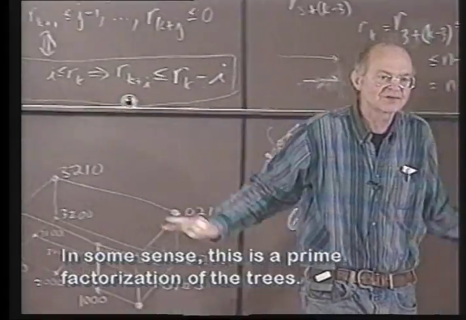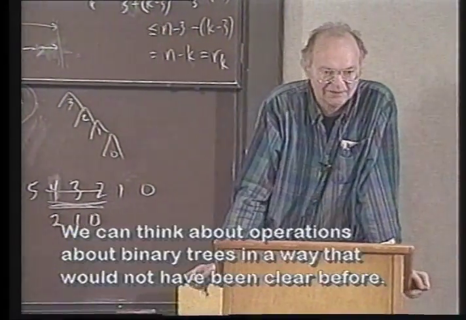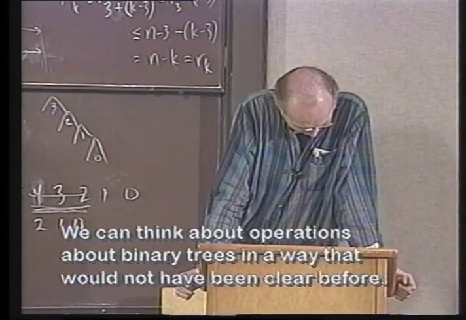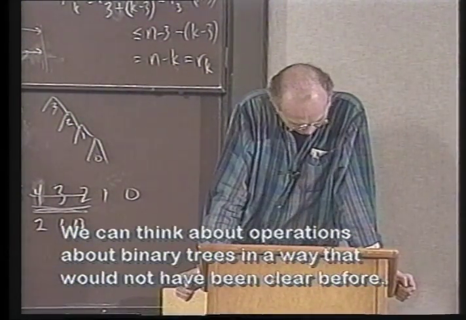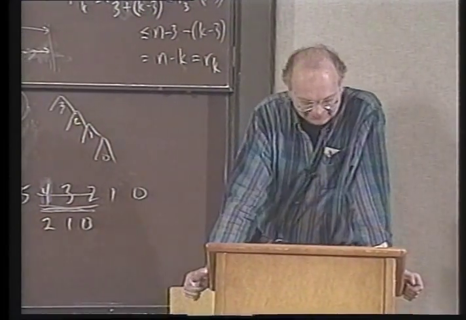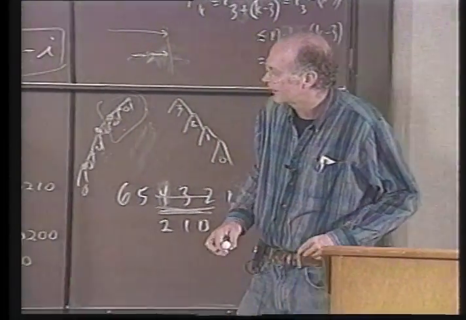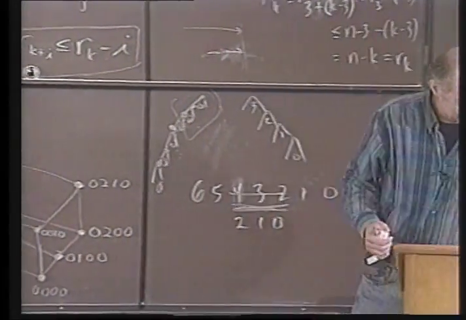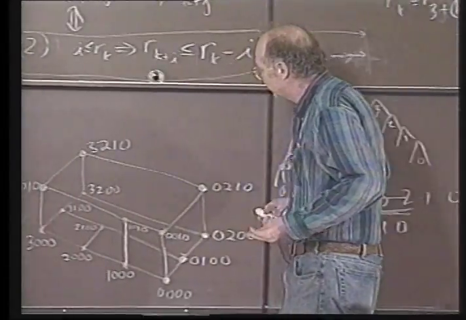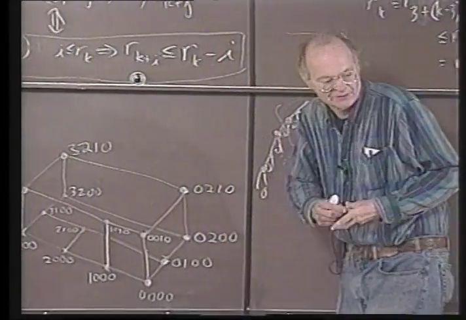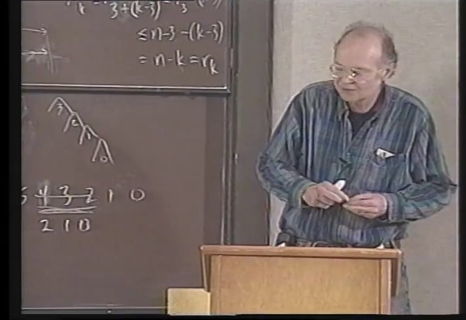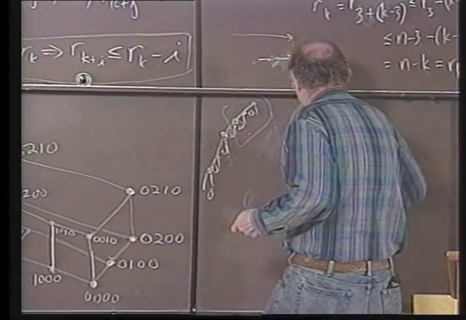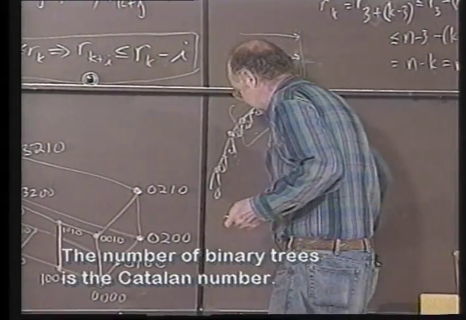So it gives us another way to look at trees, and we can think about operations on binary trees in a way that would not have been clear before. One last thing I want to mention is that a lot of people want the interpretation in terms of triangulations of polygons. So the number of binary trees is a Catalan number.